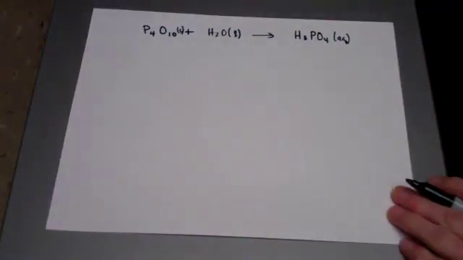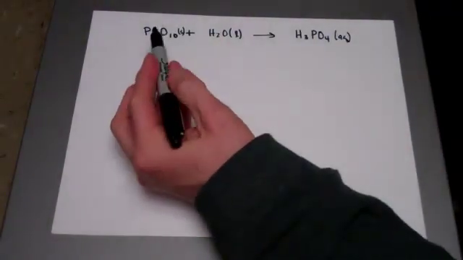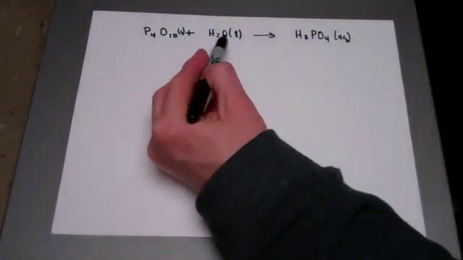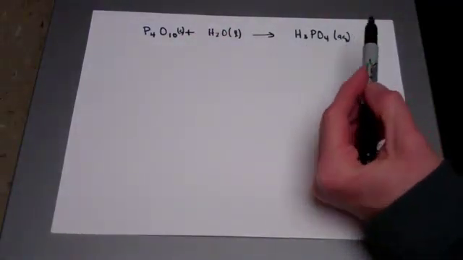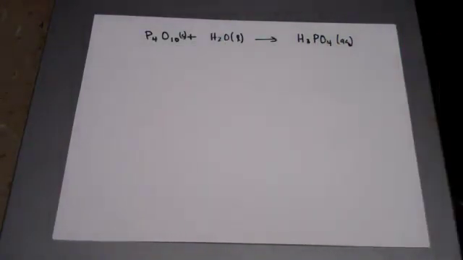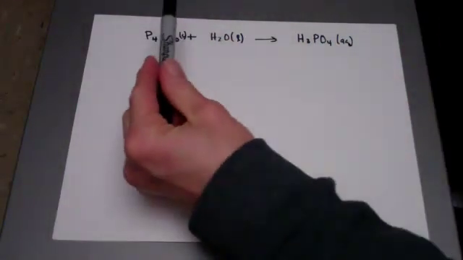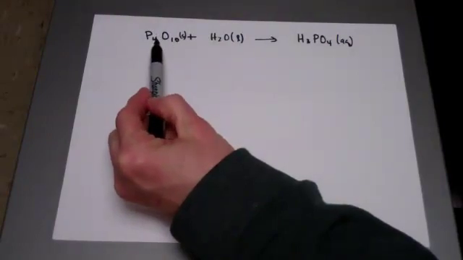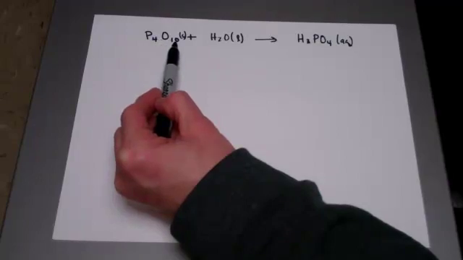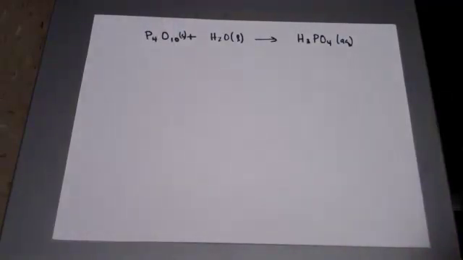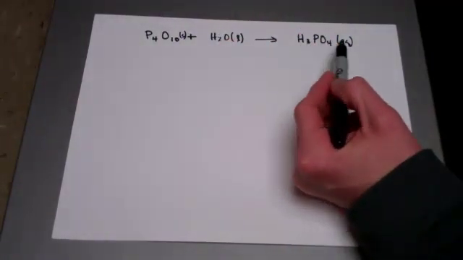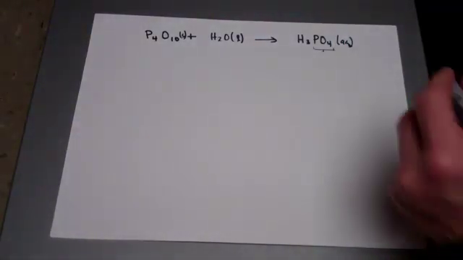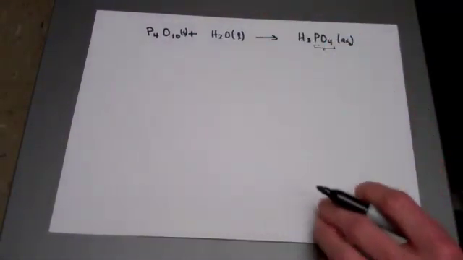Okay, so this is my second equation. So I've got P4O10 solid form plus water in its liquid form yielding H3PO4 on this side in the aqueous form. So initially, let's name these again. If I've got P4O10, I've got tetraphosphorus decaoxide. So 10 is deca. And then we know water, and then this one should look familiar. It's phosphoric acid, with a polyatomic anion that you're familiar with.